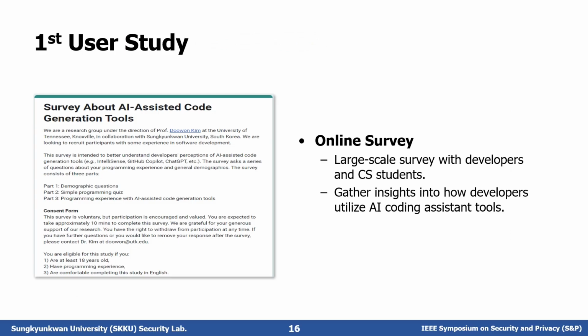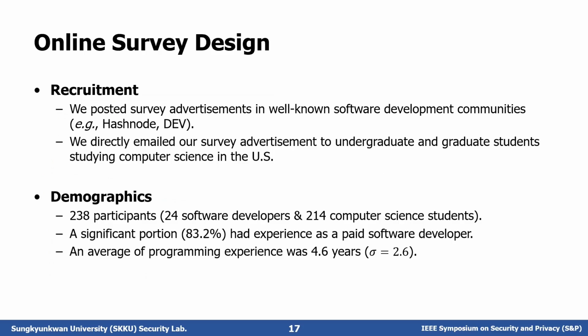To answer the research questions, we designed two user studies. First, we conducted a large-scale online survey to understand developers' usage patterns and motivations for employing AI coding assistant tools. For recruitment, we posted advertisements in well-known software development communities and emailed them to computer science students in the US. After screening processes, we recruited 238 participants, each with an average of 4.6 years of programming experience.